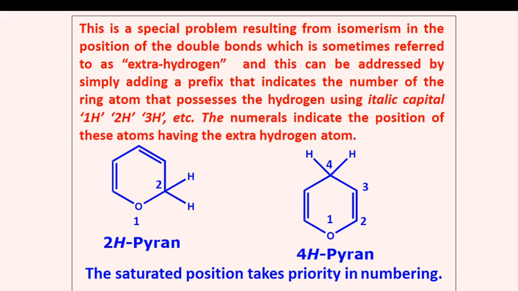In this case, this is the structure of pyrene, but in this structure at the second position one more hydrogen is present, that's why it is 2H-pyrene. In this case extra hydrogen is present at the fourth position, that's why it is 4H-pyrene. The saturated position takes priority in numbering, so keep it in mind. This point, giving the italic capital H, is very important whenever you have an extra hydrogen atom.